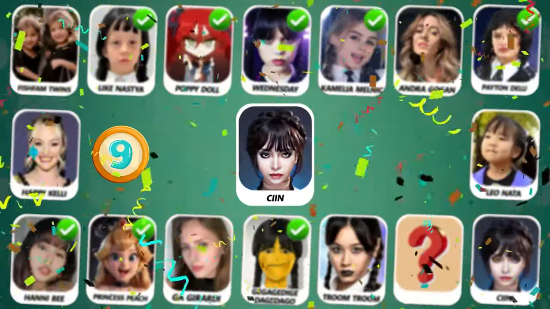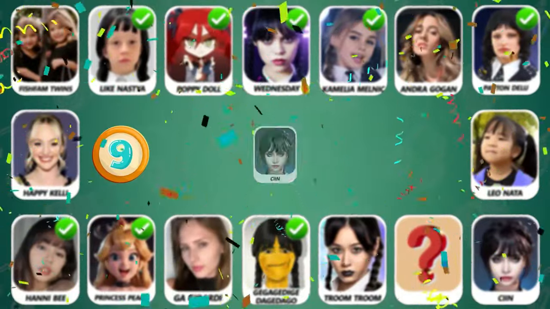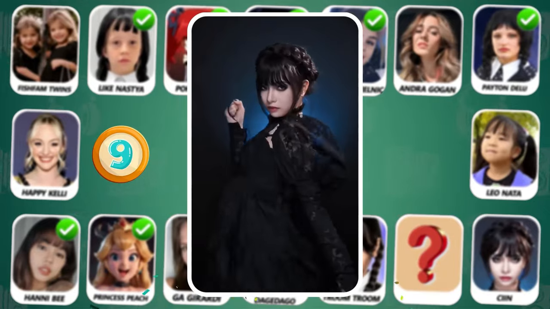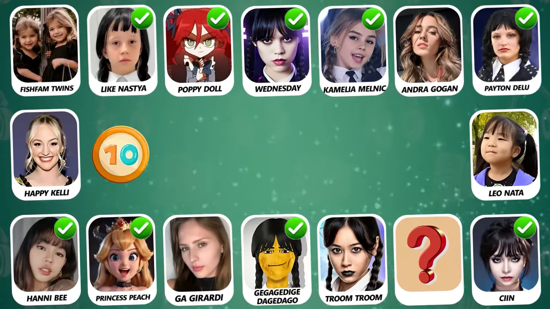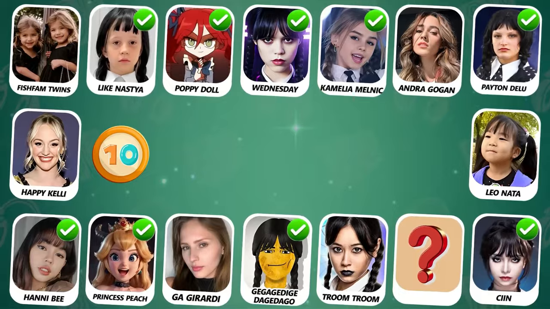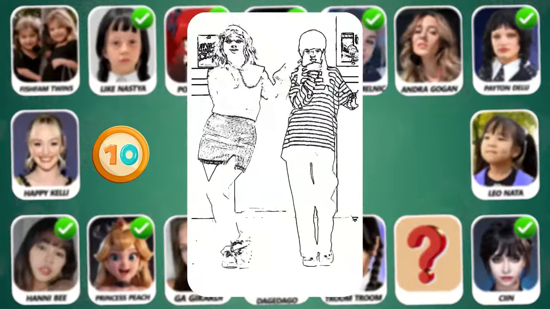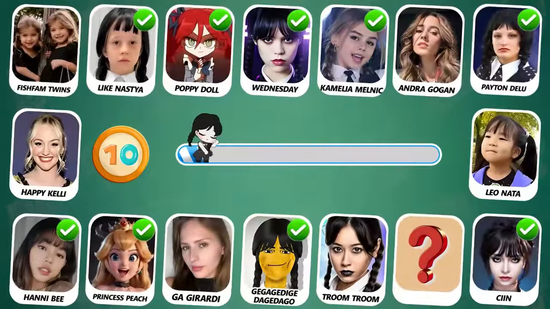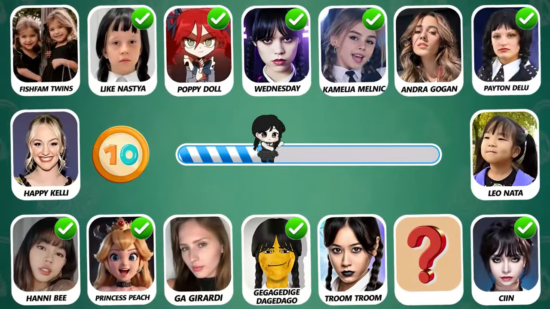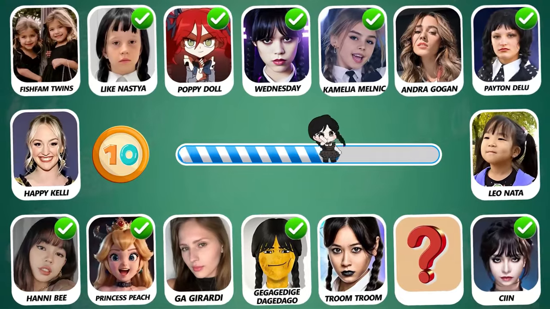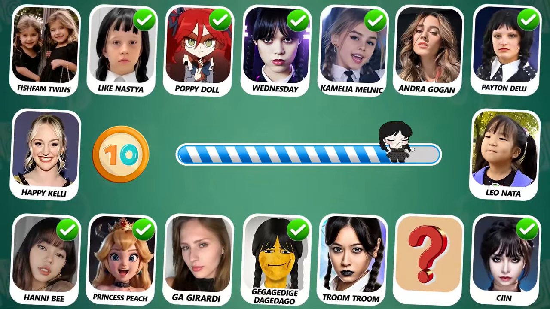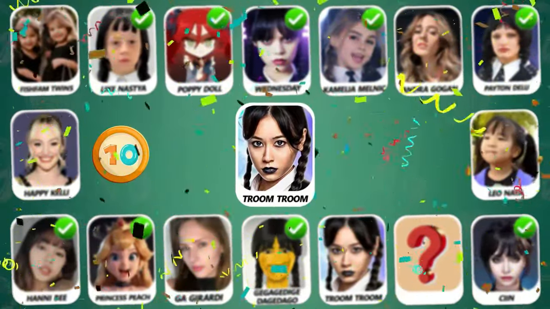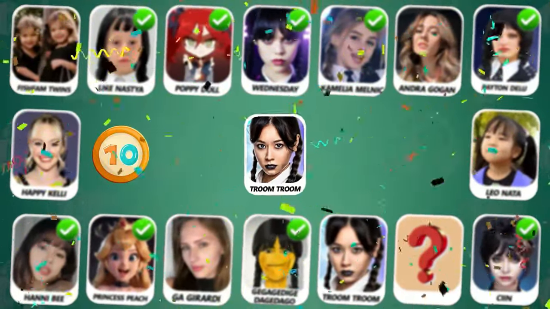Yes, this one is seen. I hope you guess it right. Number 10. Can you see who are dancing? Yes, they are Troom Troom and her friend.